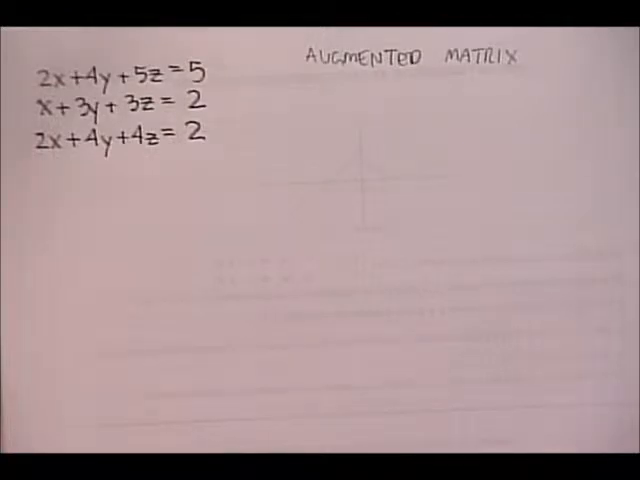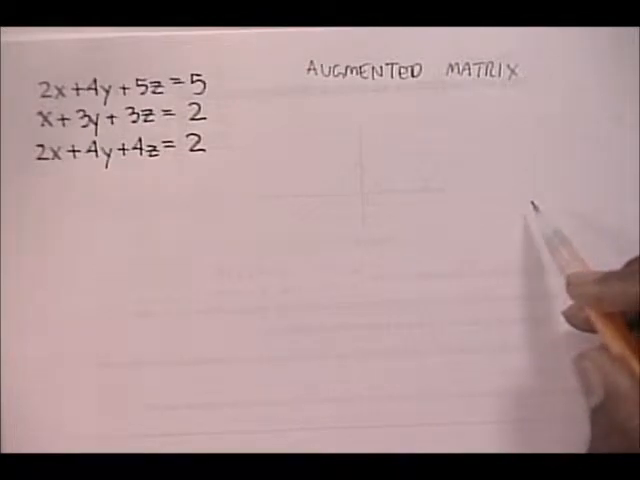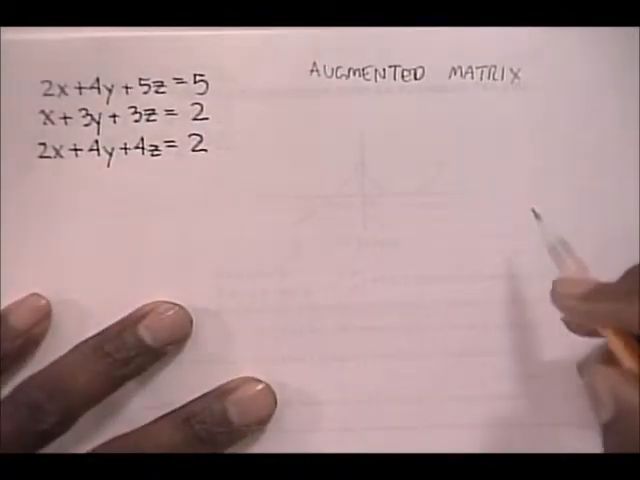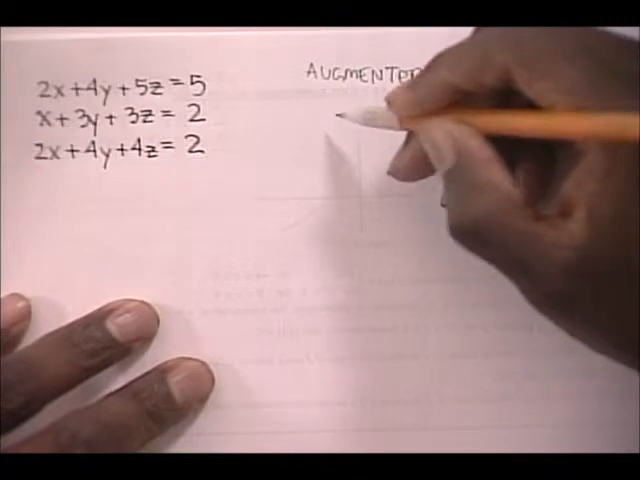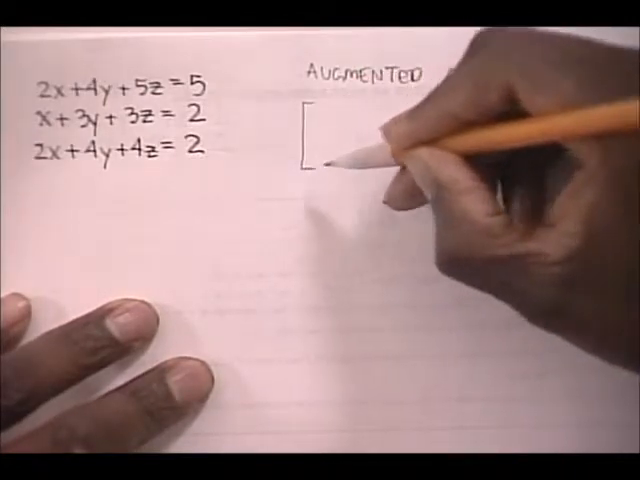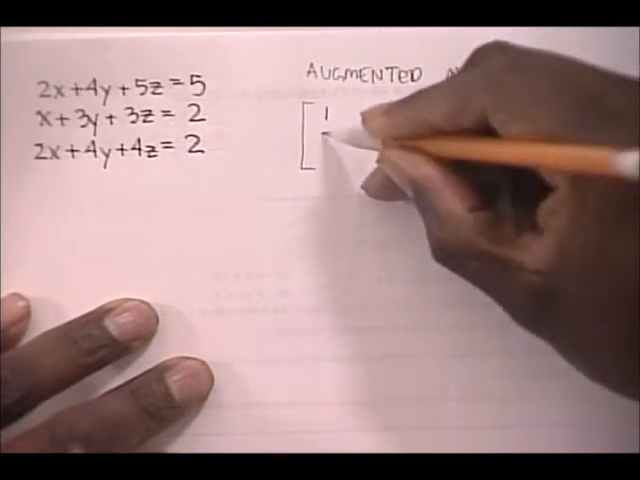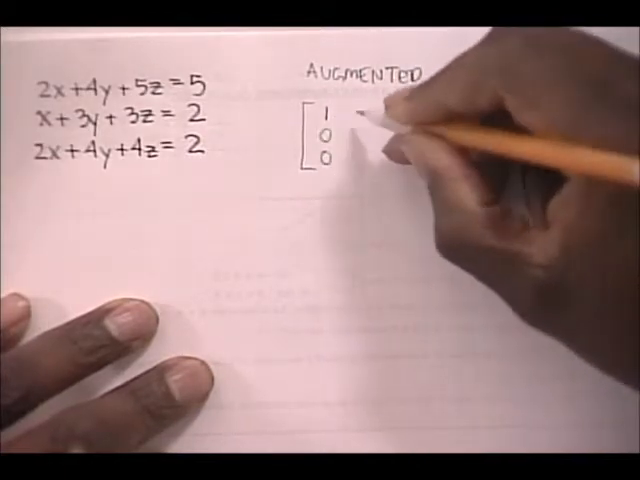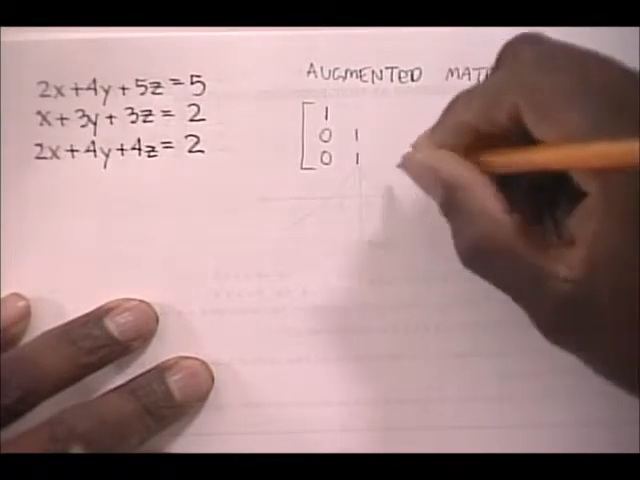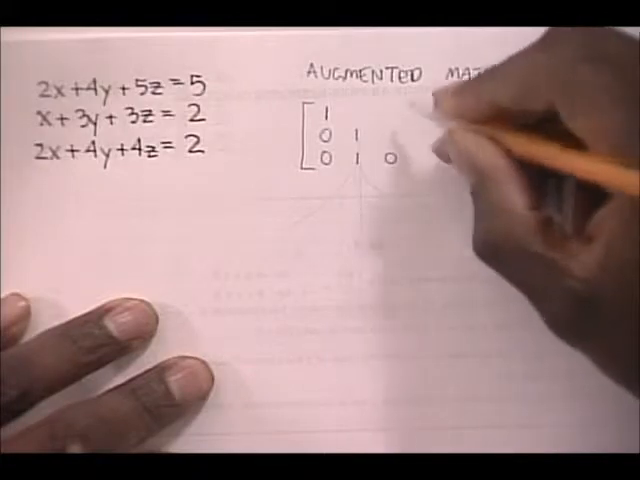Remembering what we said earlier, you can multiply any of these equations by anything you want, and you're not really changing the matrix. So we're going to augment a portion of this matrix to look like 1, 0, 0, 1, 1, 0.